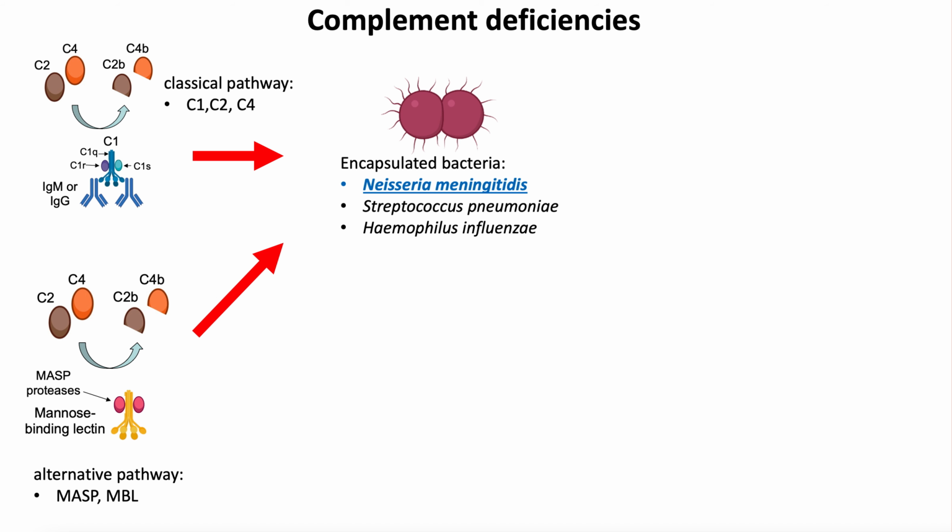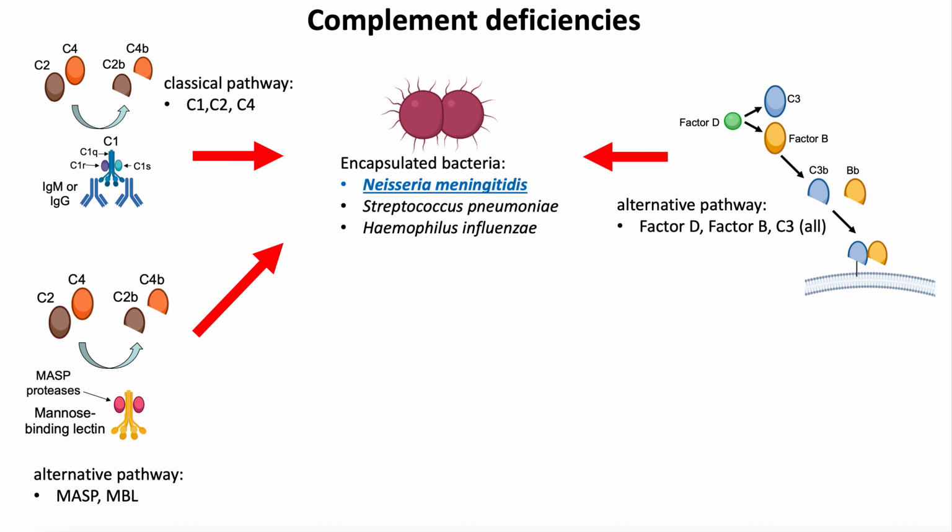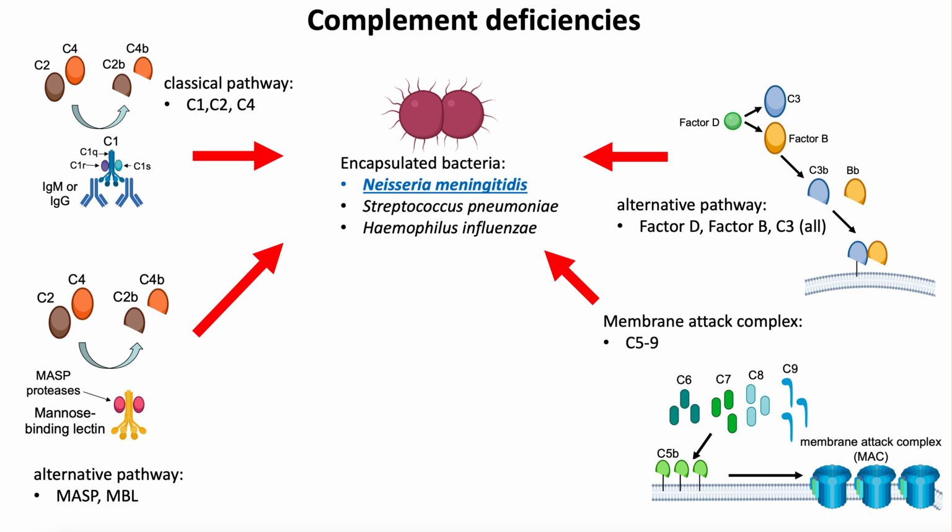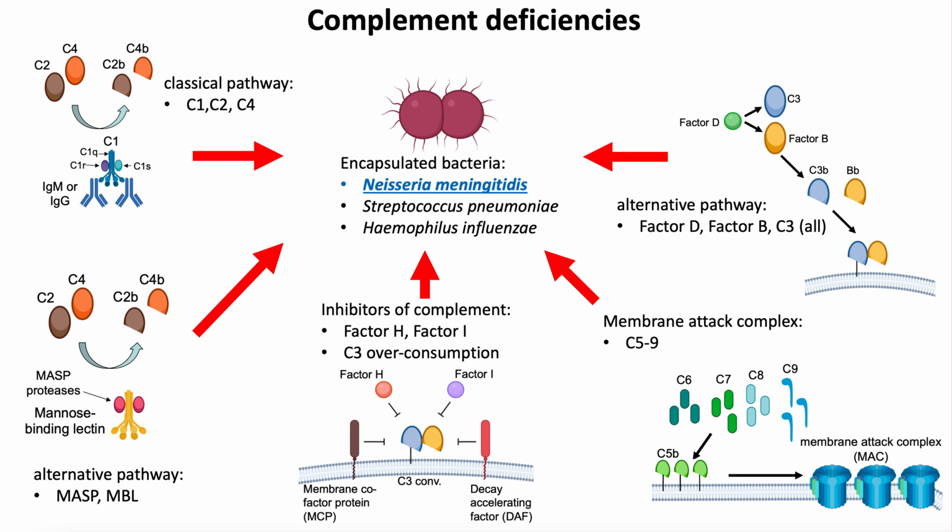Defects in the lectin pathway, I'm sorry, that says alternative pathway, but it should read lectin pathways, such as MASP proteases and mannose binding lectin, and in the alternative pathway, such as factor D and factor B, as well as C3, although these mutations are quite rare. There can be defects in the membrane attack complex that lead to defective formation of the MAC, and there can be mutations leading to defects in inhibitors of complement, such as factor H and factor I. And the interesting thing about these mutations is they also lead to susceptibility to Neisseria meningitidis.